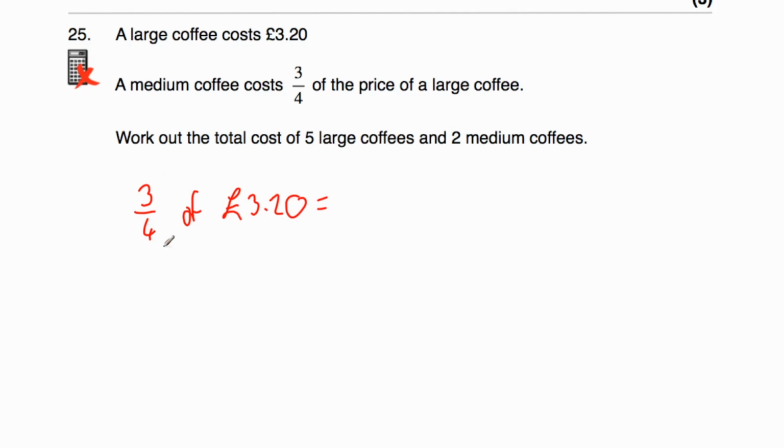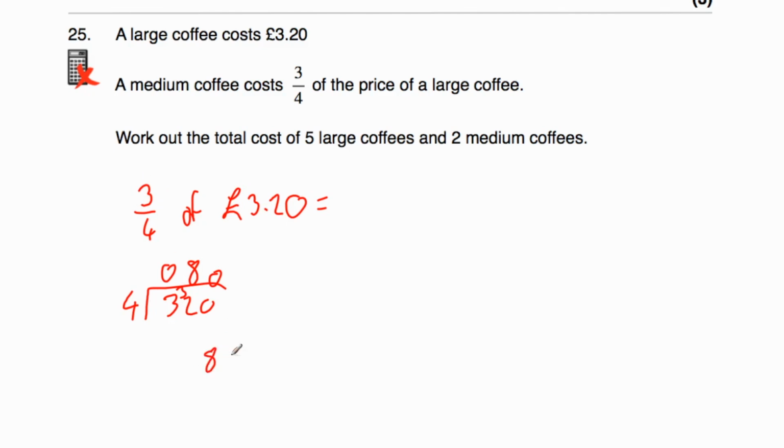So to work out 3/4 of a number, we divide by 4 and then multiply by 3. So let's take our 320 or £3.20. I'm going to change that into pence, 320 pence, and I'm going to divide it by 4. So 320 divided by 4. So how many 4s go into 3? 0, remainder 3. How many 4s go into 32? That's 8. 8 times 4 is 32. And how many 4s go into 0? That's 0. So a quarter of £3.20 is 80p. Now we need to multiply by 3.